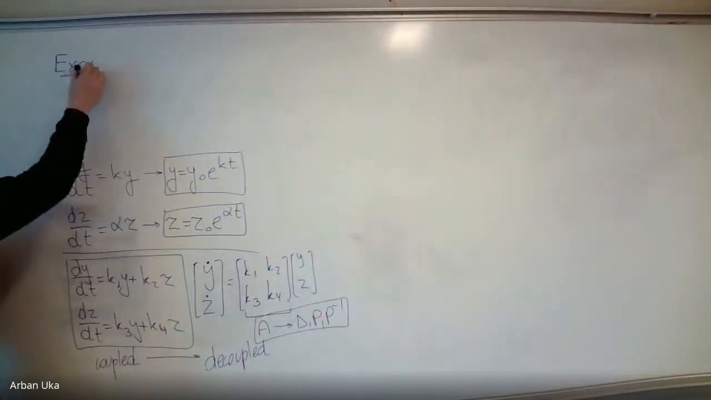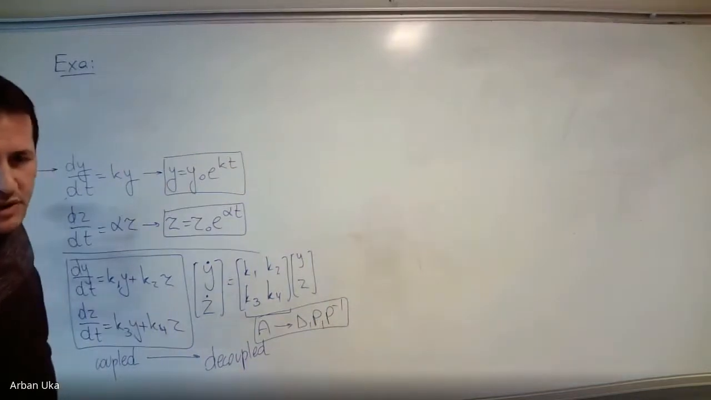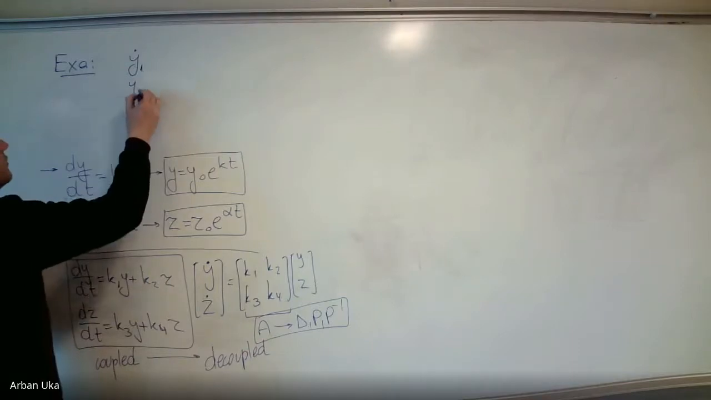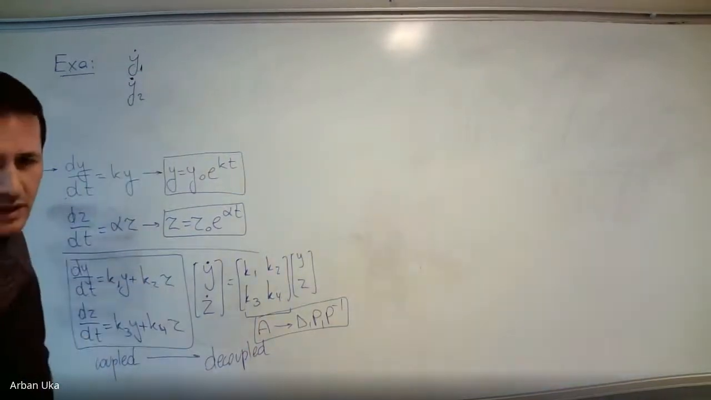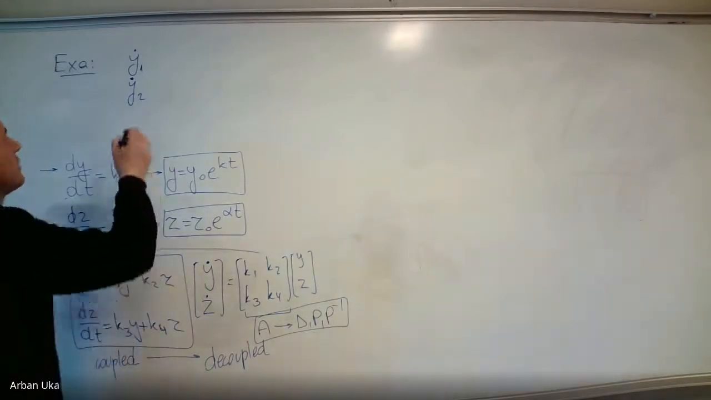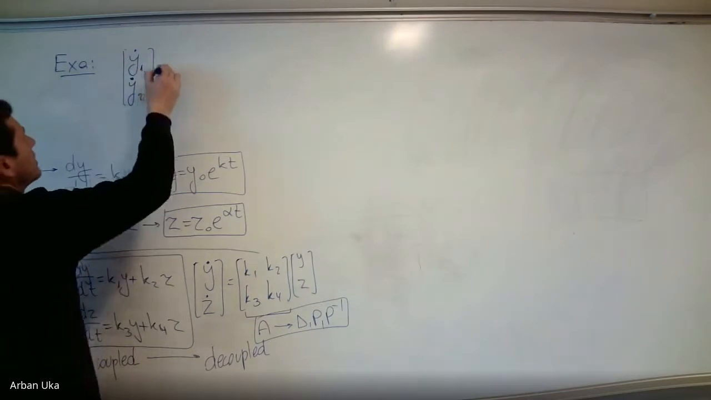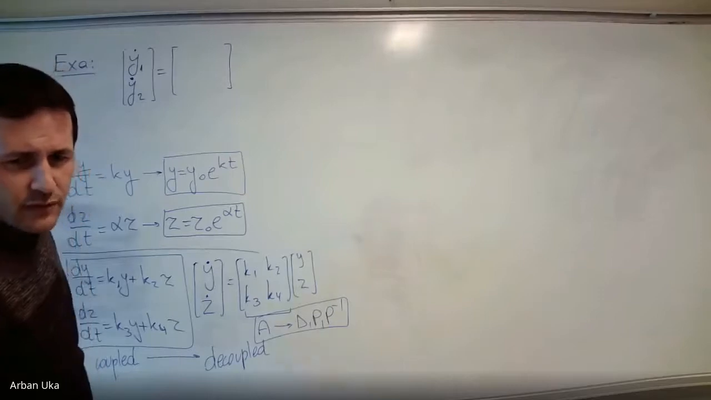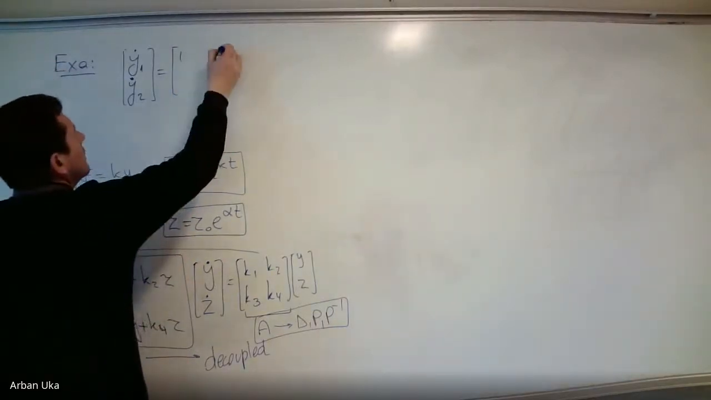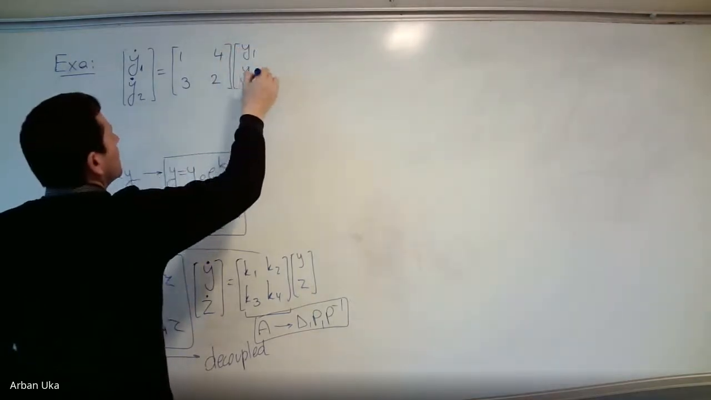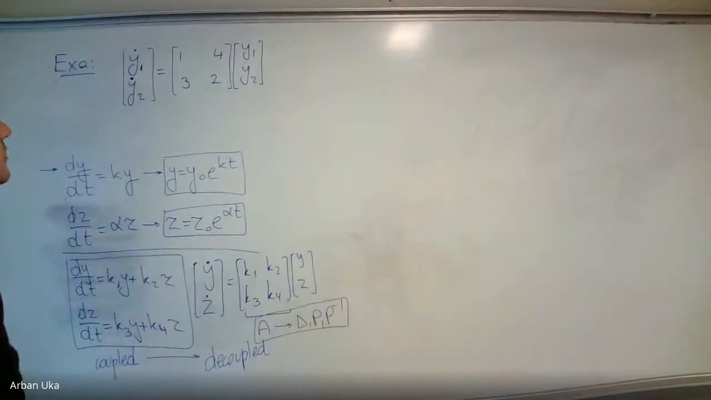We have here an example. We are given a system which is y1, y2. So we have the first derivative of y1 and the first derivative of y2. Allow me to write this immediately in matrix form. This is equal to the matrix with coefficients 1, 4, 3, 2, and we multiply this with y1, y2. So this is our equation. The initial conditions are 1 and 0.